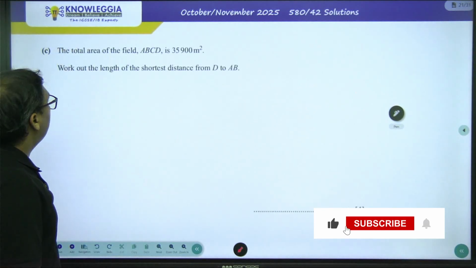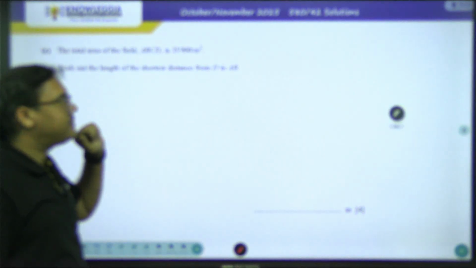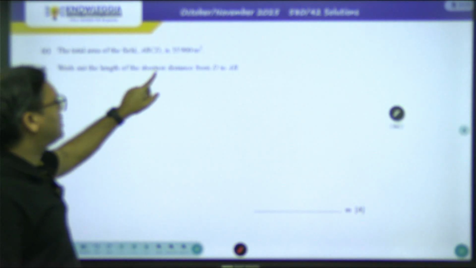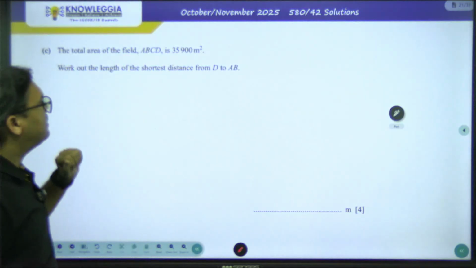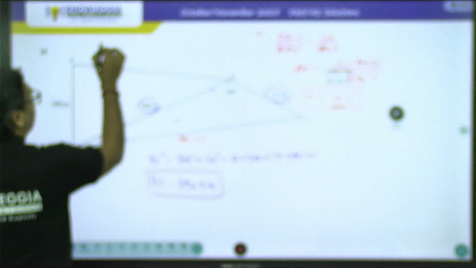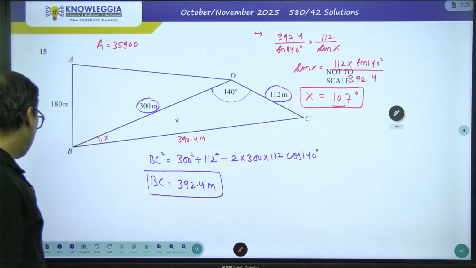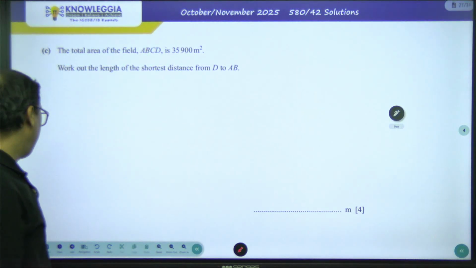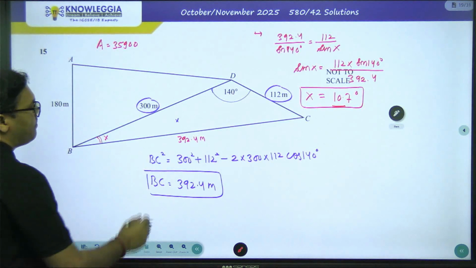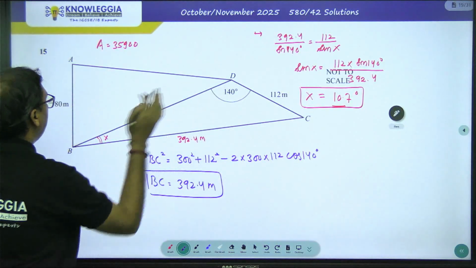Now the next question. The total area of the field is this. Work out the length of the shortest distance from D to AB. The question is, the total area of ABCD is 35,900. Now the question is asking you to work out the length of the shortest distance of D to AB. This is D and AB.